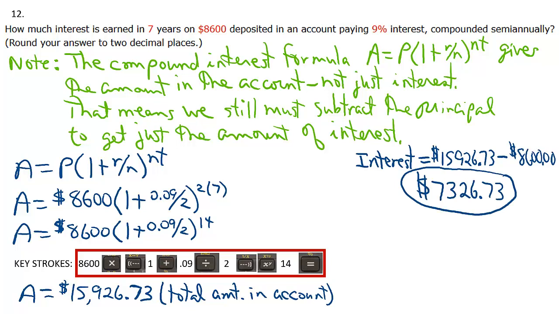So the answer is actually $7,326.73. Don't forget, they asked for just the amount of interest, so once you get A, you still are not done. You have to subtract off the principal.